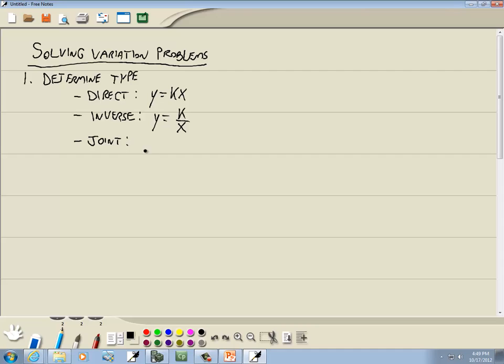We have joint variation, and that's where you've got y is equal to kxz. You have two variables over here. Both of these are working together to increase or maybe decrease the y. Now you can have more than two variables. You can have 3 or 4 or however many. And then you've got a combo, which is the mix of the above.